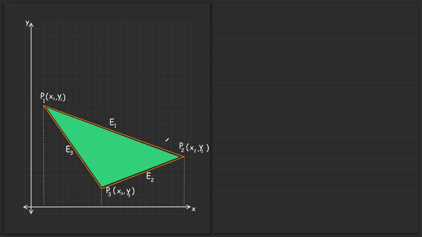And for the points or the vertices of the triangle, we have P1, that is X1, Y1. Then we have P2, X2, Y2. Then we have P3, that is X3, Y3. Now, the green is the area that is bounded by the edges of this triangle, and we want to actually calculate it.